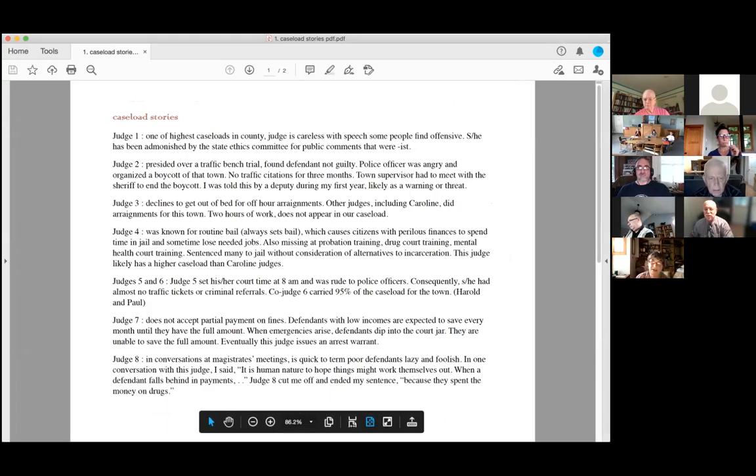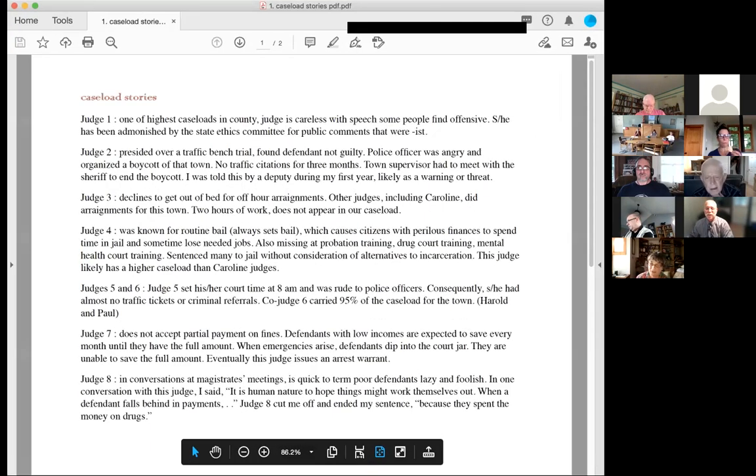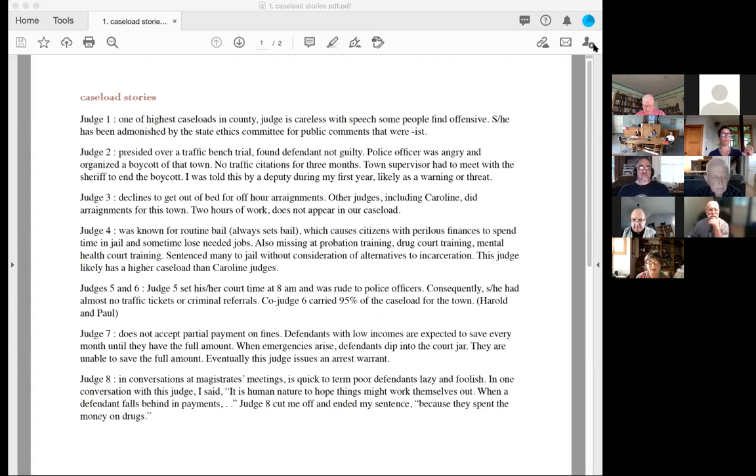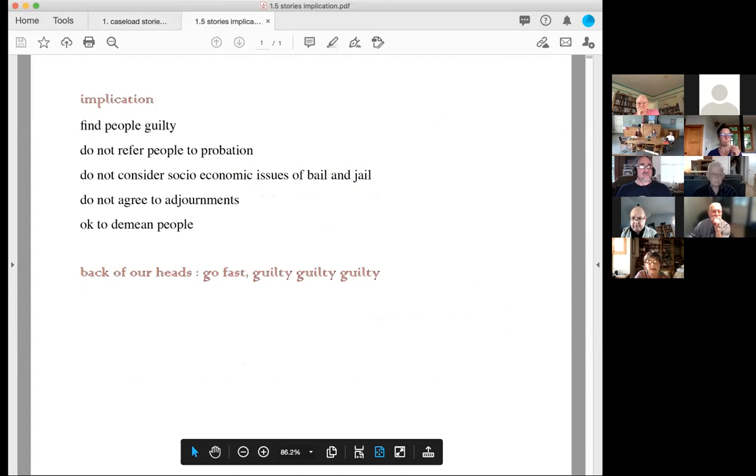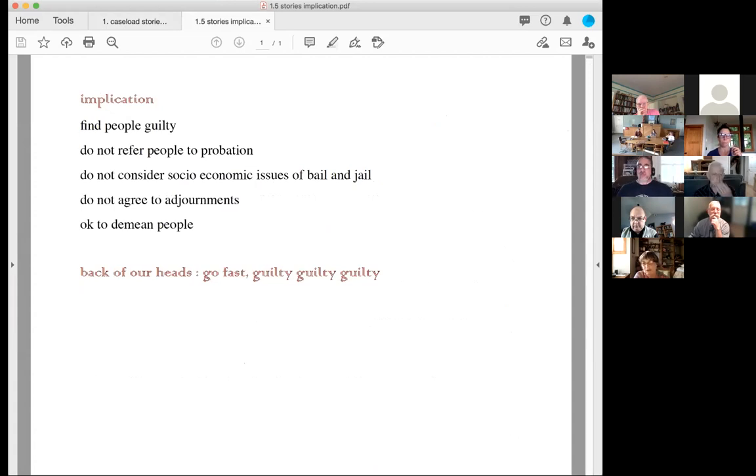So, in fact, when you are stressing caseload, you are saying that these other aspects are not important. You can't have both. Do you want caseload or do you want dignity? Go to the next one, please. Should we hurry and find people guilty so we have a bigger caseload? Referring people to probation and drug court takes time.